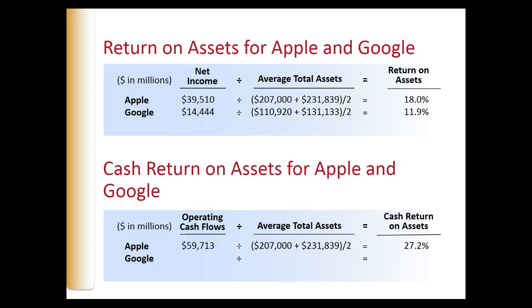Now, we can gain some additional insights by looking at a similar measure called the cash return on assets. We calculate it by operating cash flows divided by average total assets. So, this slide presents the cash return on assets for Apple and for Google. Now, Apple's cash return on assets of 27.2% is a heck of a lot higher than Google's cash return on assets of 18.5%. Operating cash flows exceed net income for both Apple and Google.